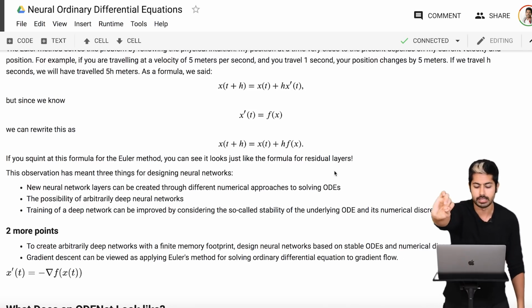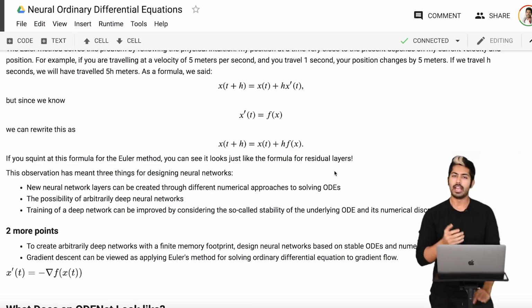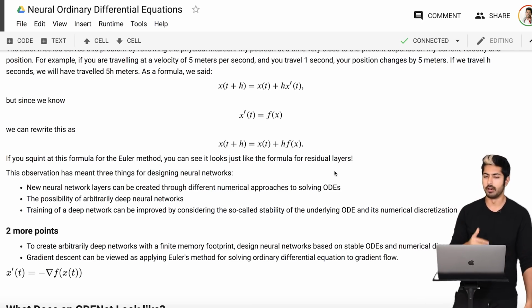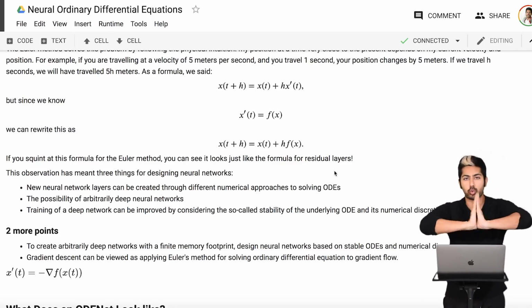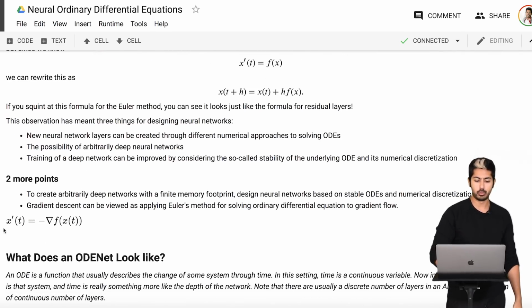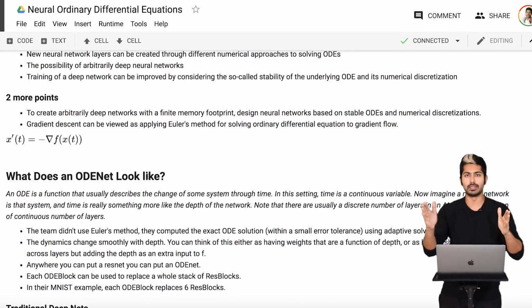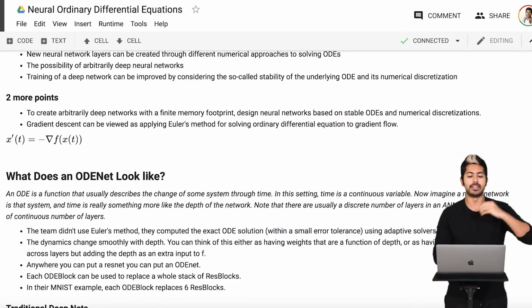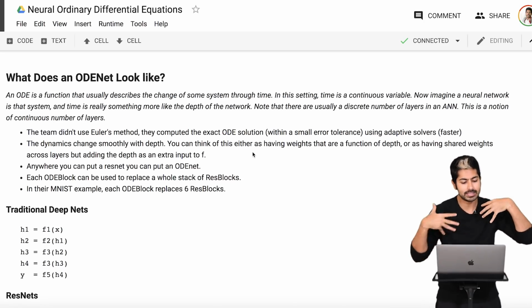So, 2 more points. To create these arbitrarily deep networks with a finite memory footprint, we design these neural networks based on ODEs. And gradient descent, the optimization technique we all know and love, the most popular optimization technique in neural networks, can be viewed as applying Euler's method for solving ODEs to gradient flow, which is right here. So you might be thinking, what's the difference here? If we're not applying it to gradient flow because there are no discrete layers, and it's instead a continuous function, what then does an ODE net look like? An ODE is a function that describes the change of some system through time. Thank you, calculus. We're using the derivative to find the original function. In this setting, time is a continuous variable. Now imagine neural networks as this continuous system.